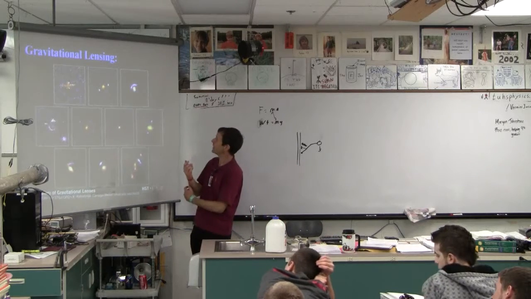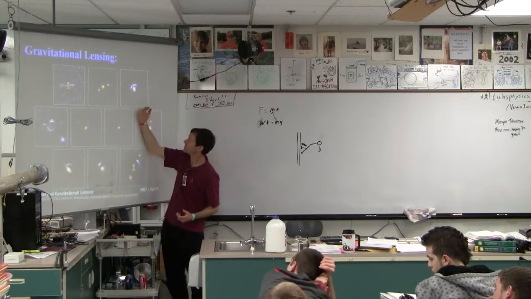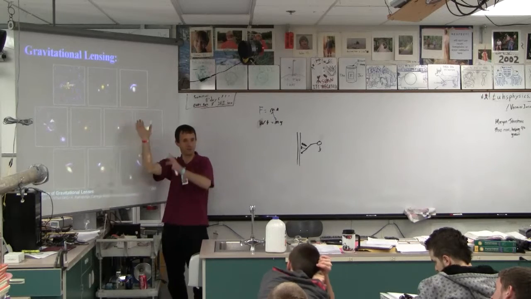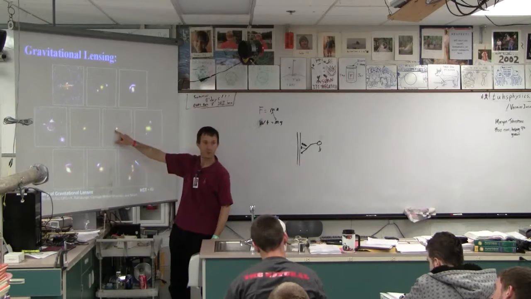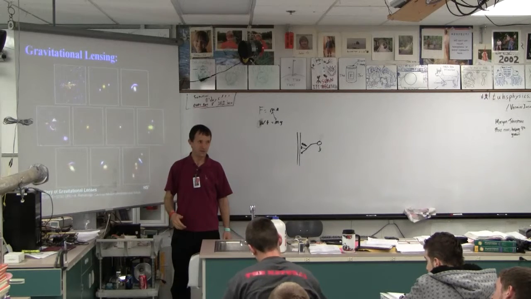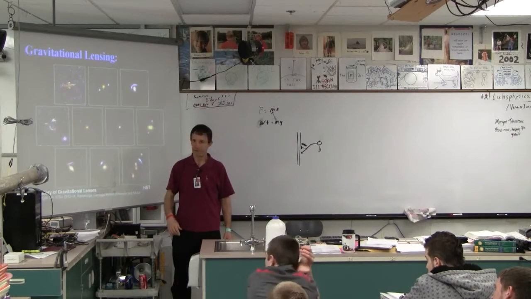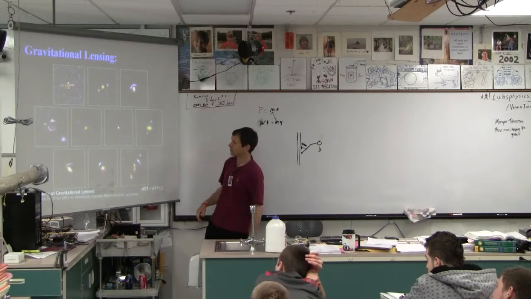Here, this is the famous Einstein Cross. This is one galaxy, right? It's actually behind the nearer one, but it's been pushed to one side. Here is the Einstein Cross. Why it's 4, I don't know. I don't know why it's 4. Okay, it's 4. Yeah, I'm not a general relativist.